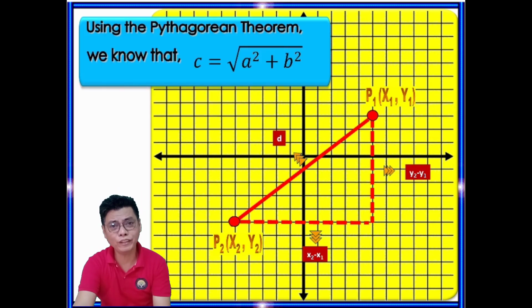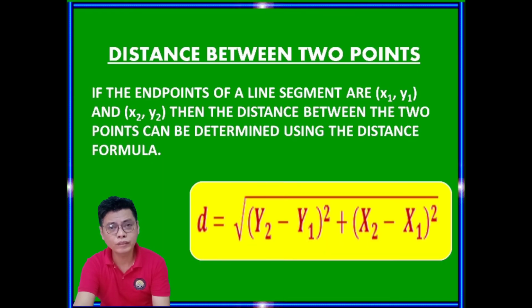Using the Pythagorean theorem, we know that the hypotenuse of the right triangle is equal to the square root of the sum of the squares of the two other legs, which is expressed as c is equal to the square root of a squared plus b squared. From here, we can say that the distance between the 2 points is denoted as the square root of the square of y sub 2 minus y sub 1 plus the square of x sub 2 minus x sub 1.